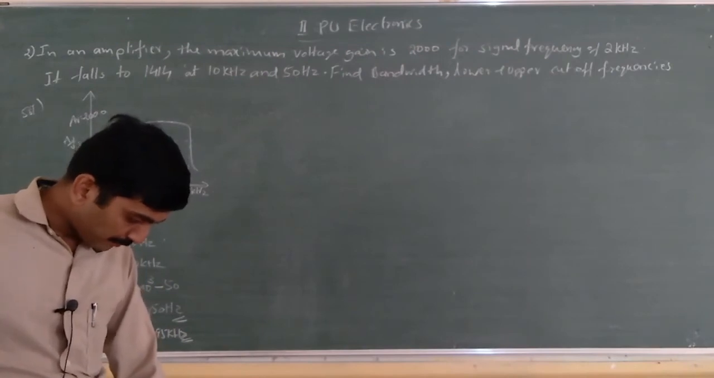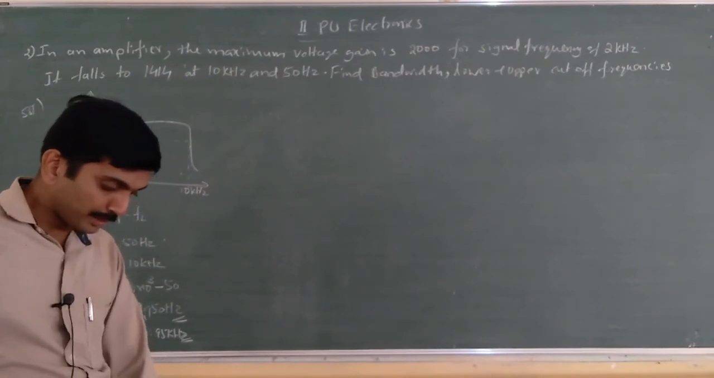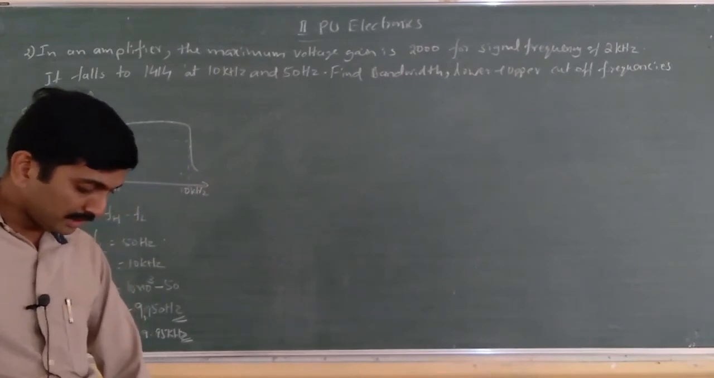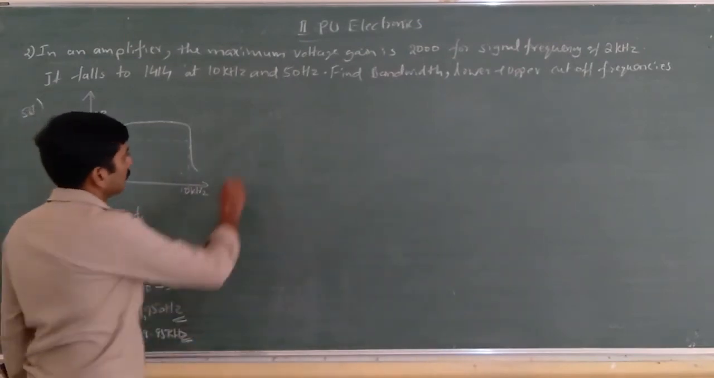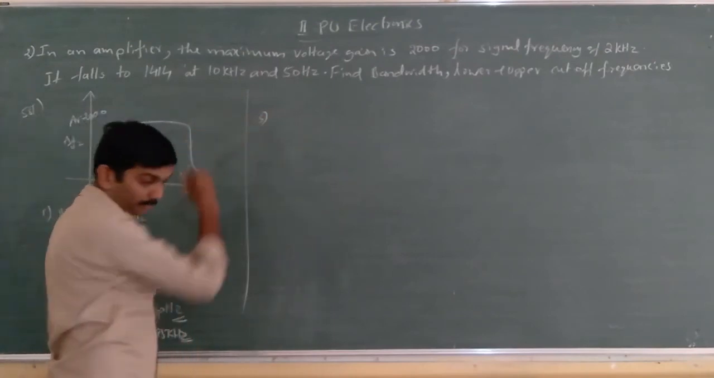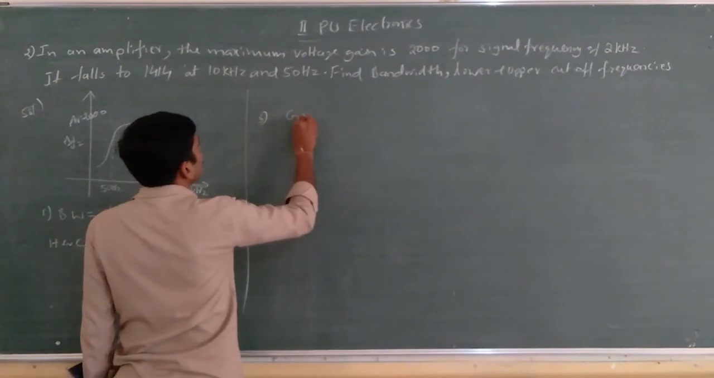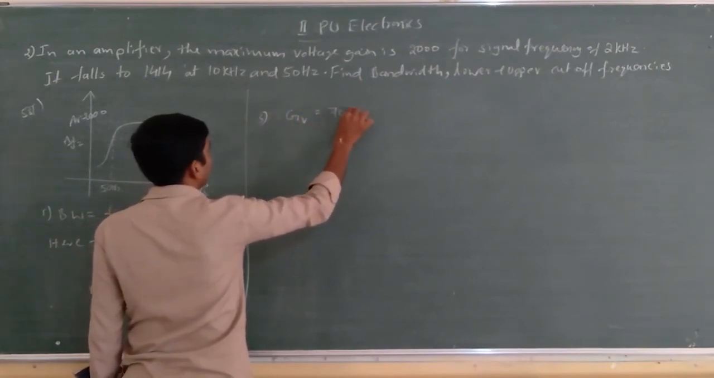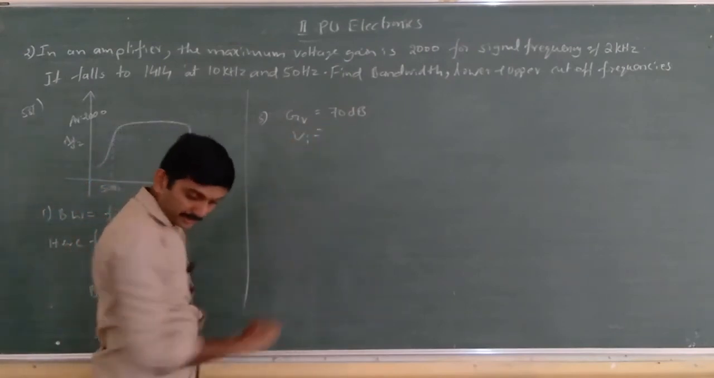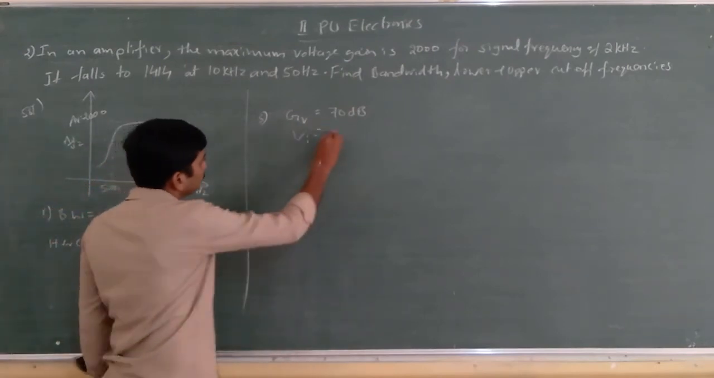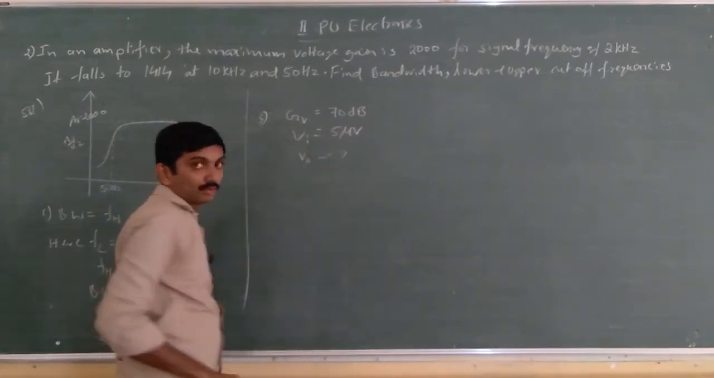Next, there is another problem here. See, this is very interesting. The voltage gain of a two-stage amplifier is 70 dB. If the input voltage is 5 microvolt, find the output voltage. How do you calculate it? See, the second problem is over. The third problem: voltage gain of the two-stage amplifier, 70 dB. Voltage gain in decibel is given as 70 dB. Input voltage Vi is given, 5 microvolt. And what is V0? How do we calculate it?